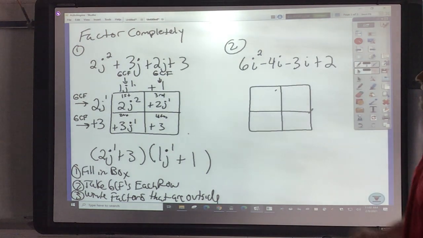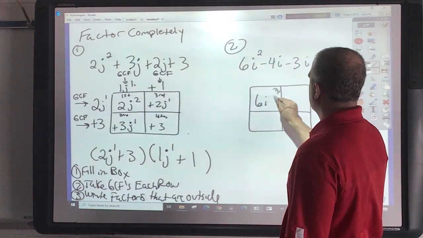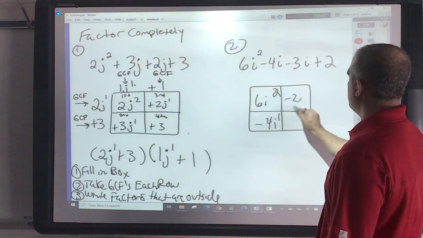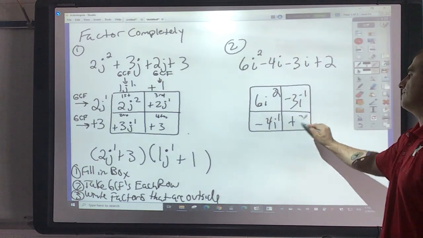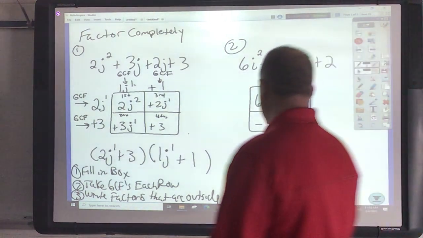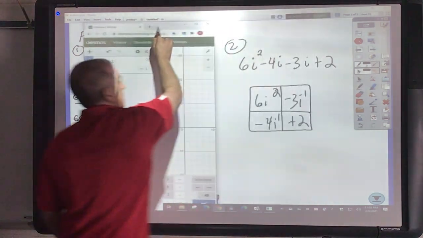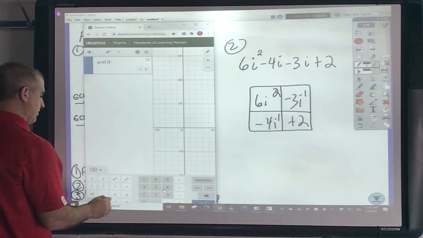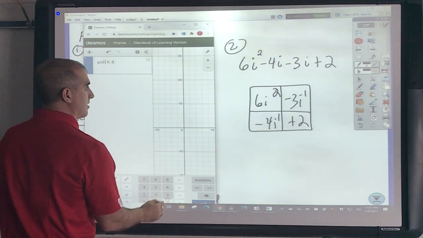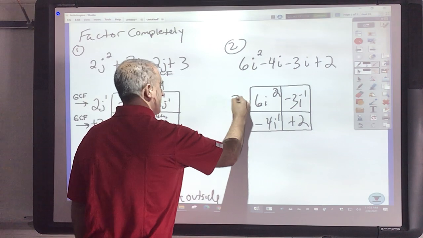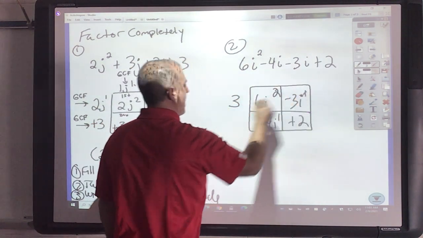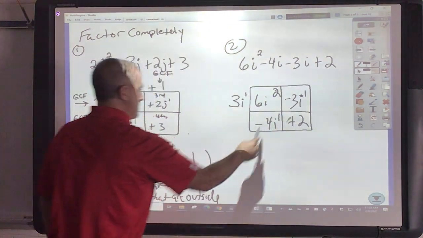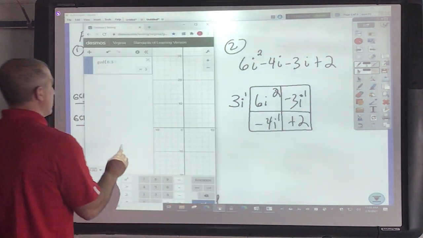Okay? I got first term, second term, that's i to the first, third term, i to the first, fourth term. Okay? I am going to take the GCFs of each row. You can do it for the whole thing if you want. It does not matter. If you have multiplication skills, you can do that as well. 6, comma 3 would be 3. They both have an i, and that exponent would be 1. Okay? Now, with this one, with 4, okay, so I'm going to go 4, 2.